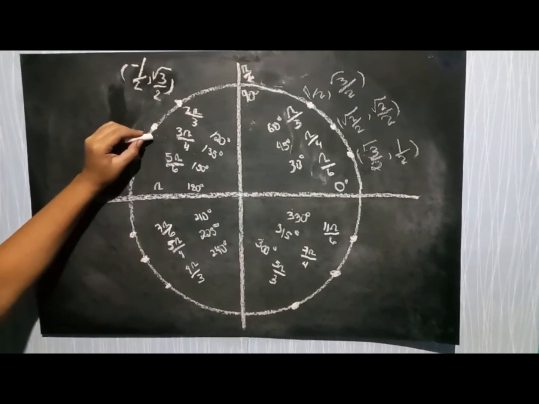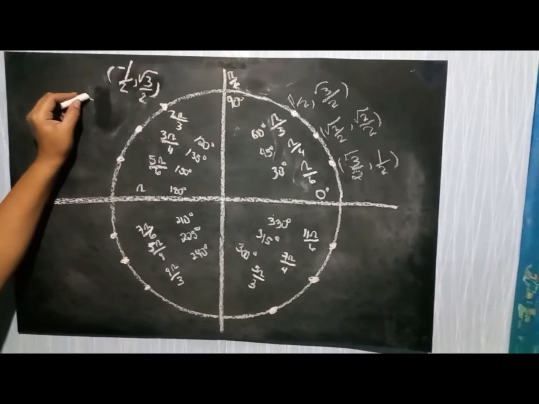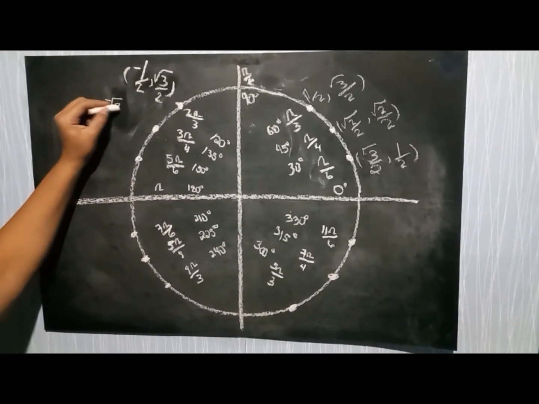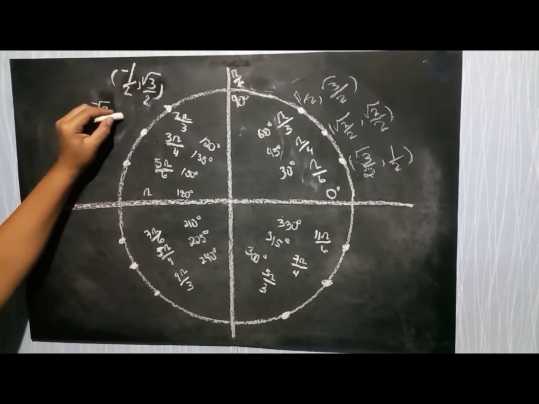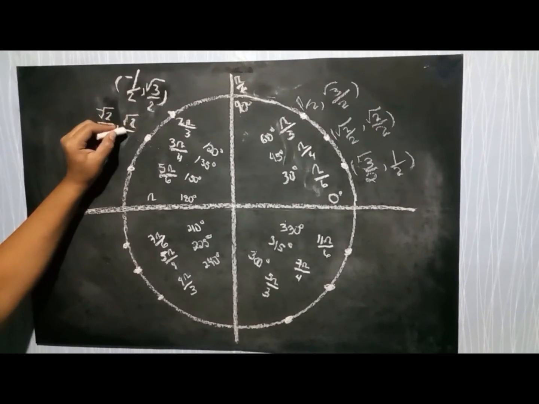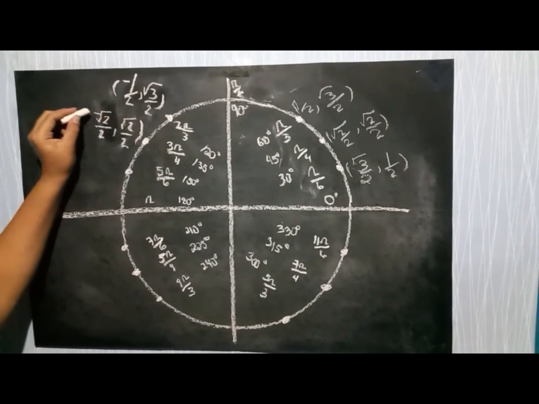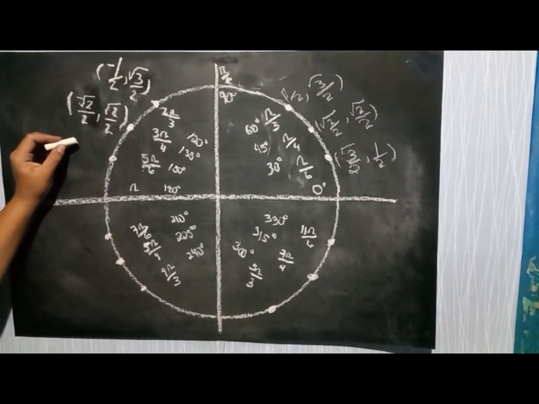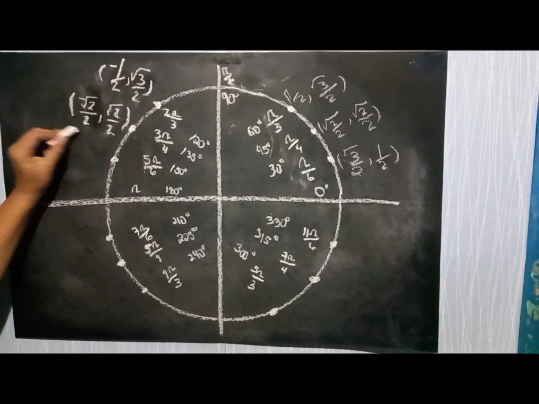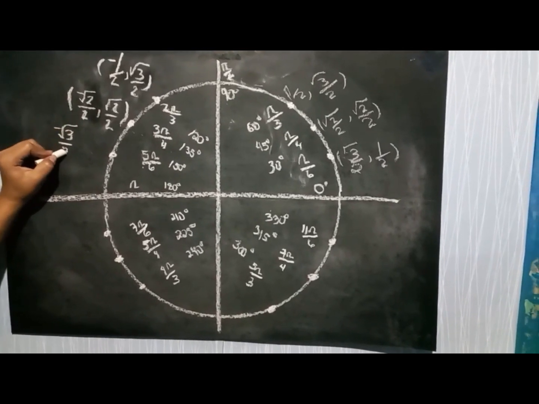The coordinates of 135 degrees and 3 pi over 4 is negative square root of 2 over 2 and square root of 2 over 2. The coordinates of 150 degrees and 5 pi over 6 is negative square root of 3 over 2 and 1 over 2.